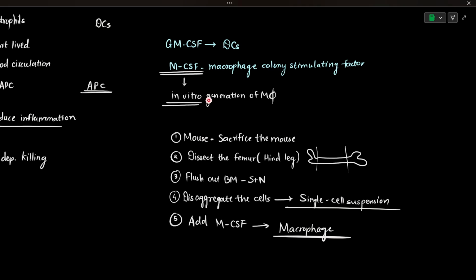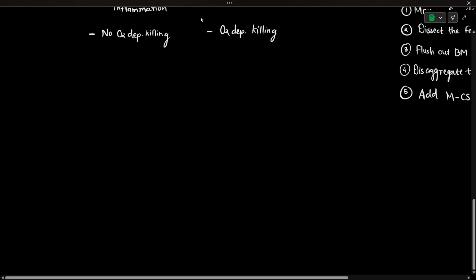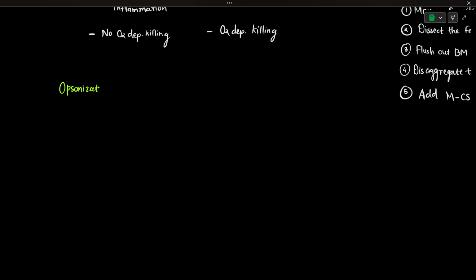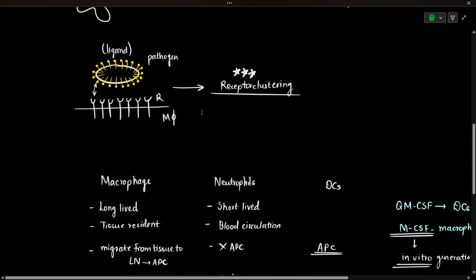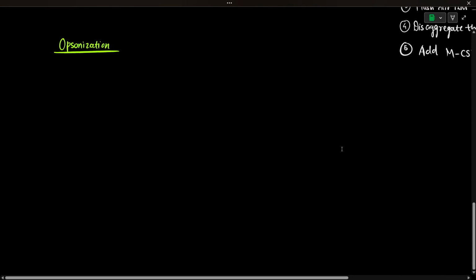I have discussed macrophages. There's one more thing called opsonization that will be beneficial to discuss here. So let's discuss what opsonization is. As I discussed previously, these macrophages have receptors for the molecules that are present over the pathogens. But besides those receptors for the ligands present over the pathogens, macrophages also have receptors for antibodies. So they have the antibody receptors.